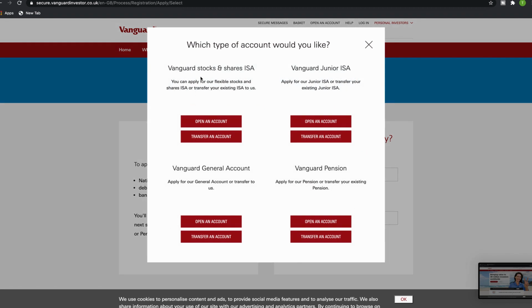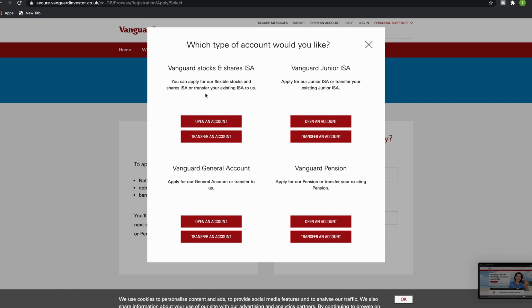So you've got a Vanguard Stocks and Shares ISA, you've got a Vanguard Junior ISA. Now, if you're above the age of 18 or 16, I believe, right now I can't remember that. But if you're above that age, then you will need the Stocks and Shares ISA. But if you're below the age of 16, then you are going to be using the Vanguard Junior ISA. Now, if you've got a pension that you want to bring over to Vanguard, that is possible. You just say transfer an account. Or if you want to start your pension with Vanguard, then you can say open an account. The fourth option here is a general investment account.